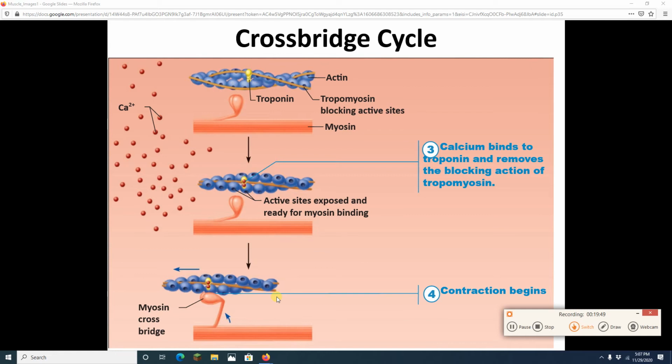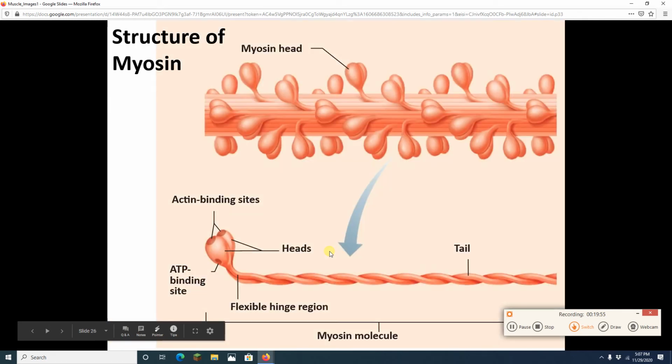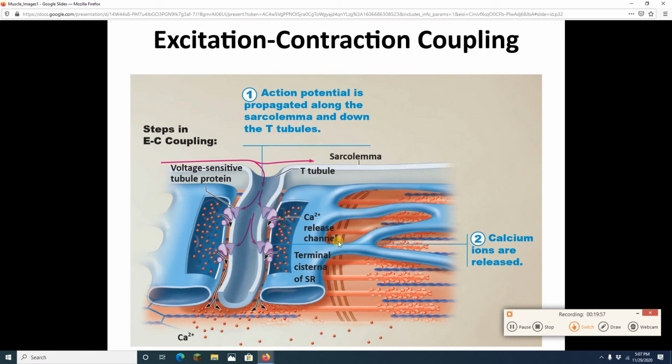So, let's backtrack for a second, guys. Let's backtrack. All right, it's my muscle cell right here.